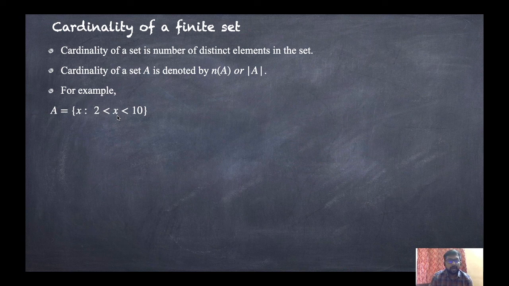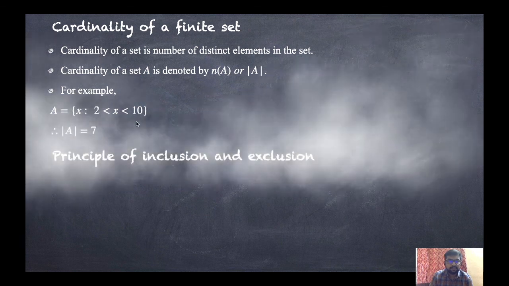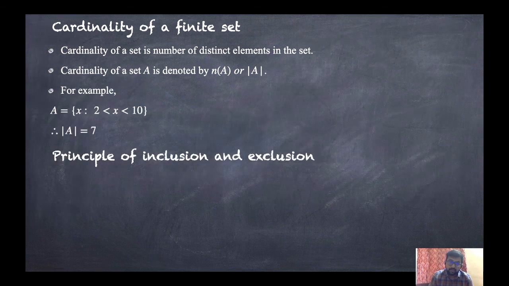So how many elements will be there? Here x is in between 2 to 10, excluding 2 and 10. So there will be elements from 3 to 9. How many are they? They are a total of 7 elements: 3, 4, 5, 6, 7, 8 and 9. So 7 elements are there. The number of elements in a set is the cardinality. So that means the cardinality of A is 7. Easy.